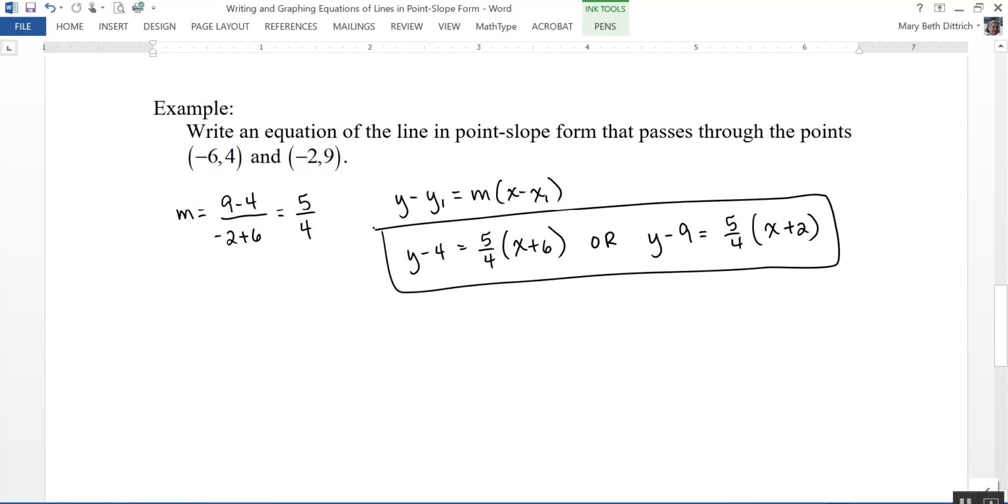So in this video, we took a look at how to write and graph equations of lines in point-slope form, where point-slope form is y minus y1 equals m times the quantity x minus x1.